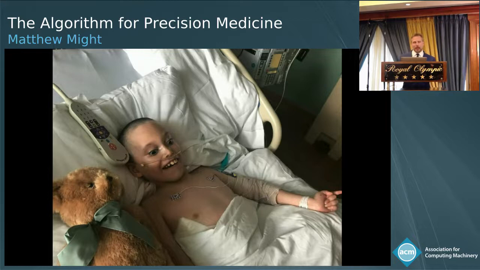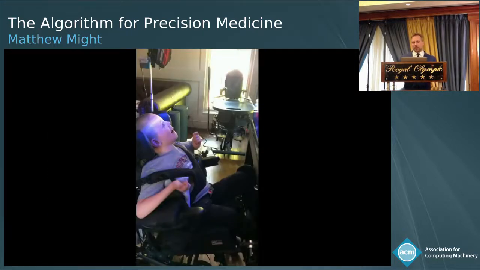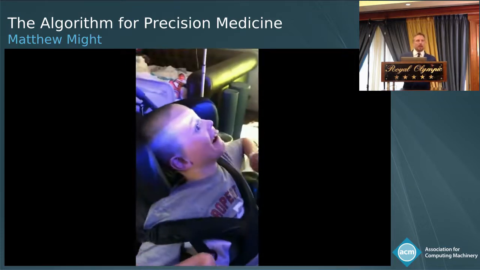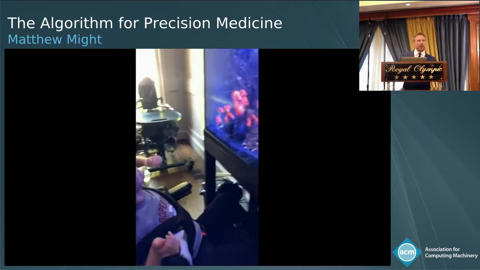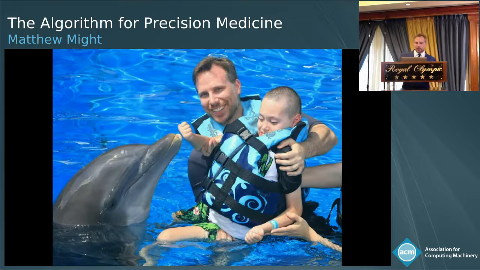And this was him the day he found out he was going to get to go home. And this is him being reunited with his fish. And the thing I told him during this whole process was that, you know, when you get out of this hospital, I will take you down to the beach and we will go swimming with dolphins. And so a week later, I actually did that, took him down to swim with the dolphins in the Gulf Coast of Florida to celebrate him getting out of the hospital.